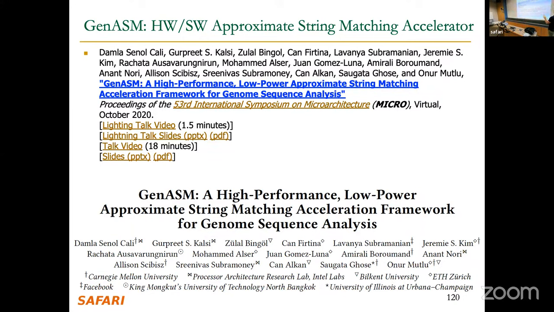The most important thing that you need to understand right now is that genome sequence analysis is based on aligning reads that come from the genome of a person to the reference genome. You might have heard about the reference genome. It was first published, I think, in 2001 or 2002, after many, many years of research. The reference genome is like the standard genome of all human beings, right?